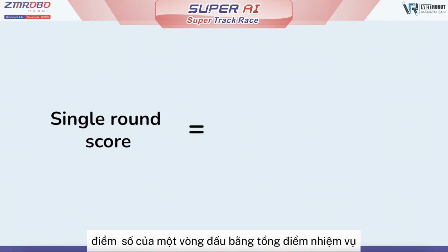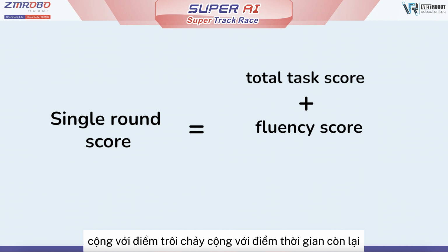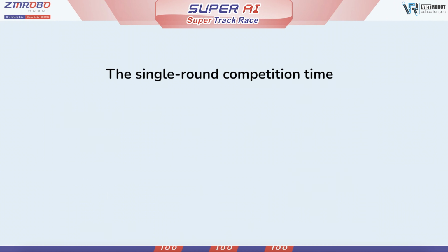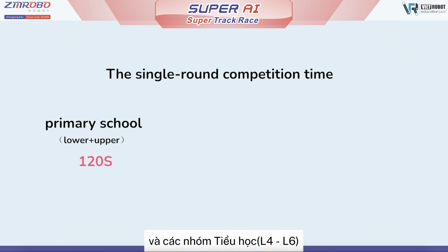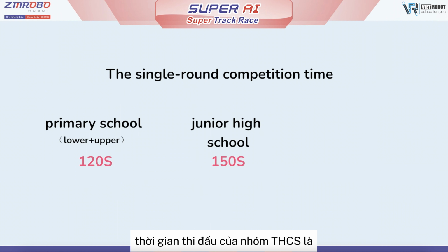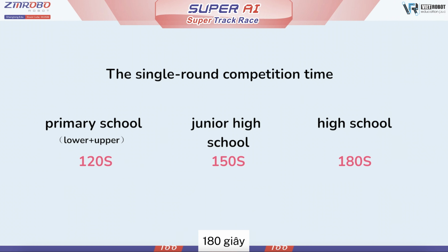Single round score equals total task score plus fluency score plus remaining time score. The single round competition time is 120 seconds for the lower primary school and the upper primary school groups. The single round competition time for the junior high school group is 150 seconds. The single round competition time for the high school group is 180 seconds.